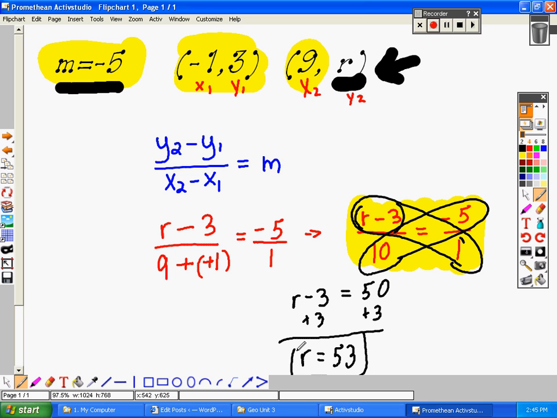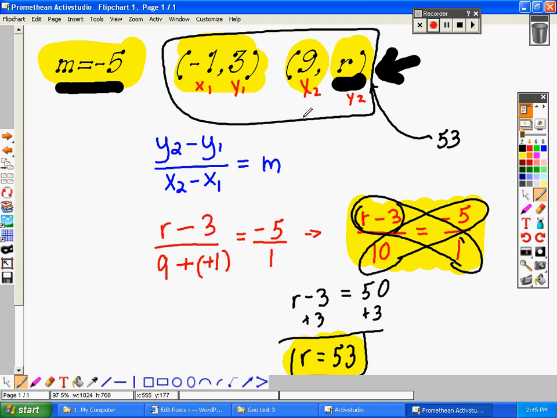We know if we go back to the beginning, right here, this r would have to be equal to 53 in order for these 2 points to have this slope. And that's how you do these kind of problems.